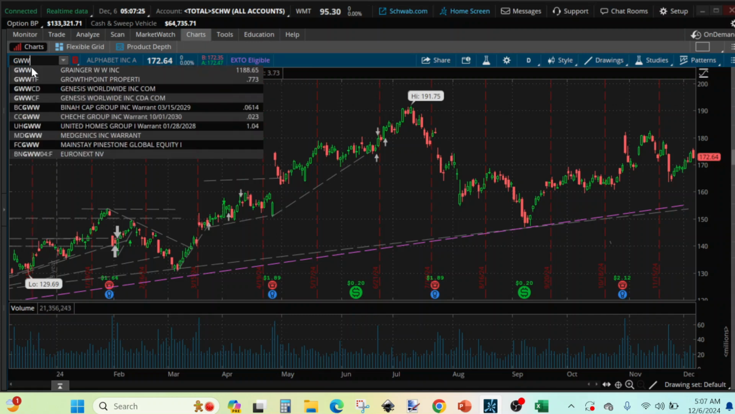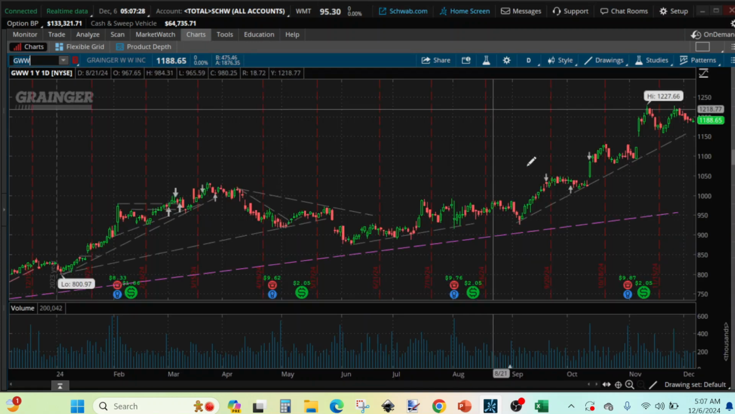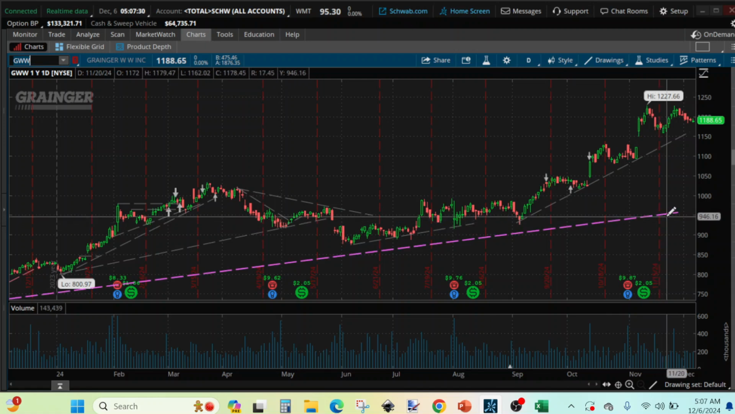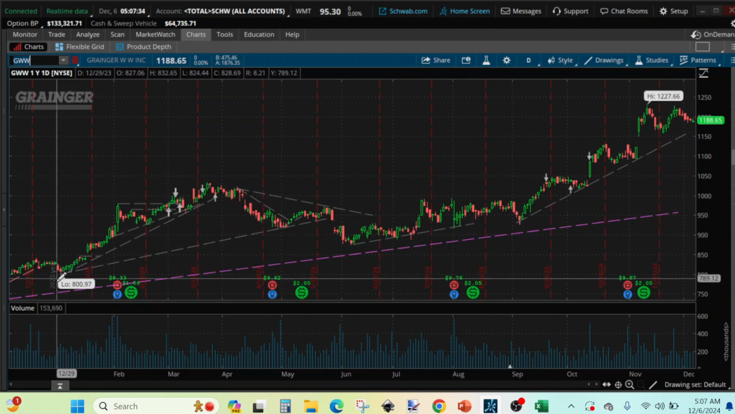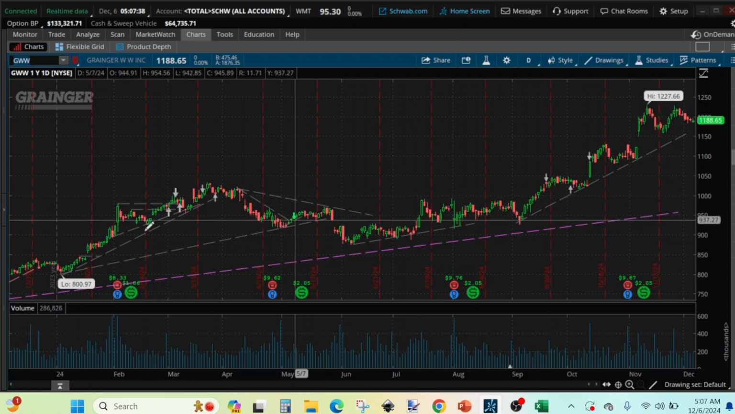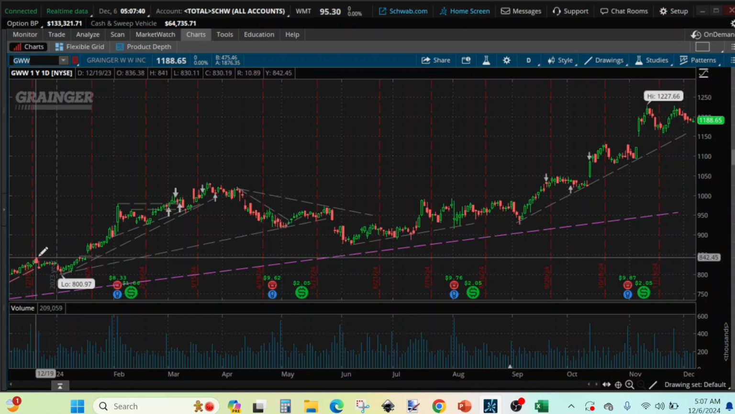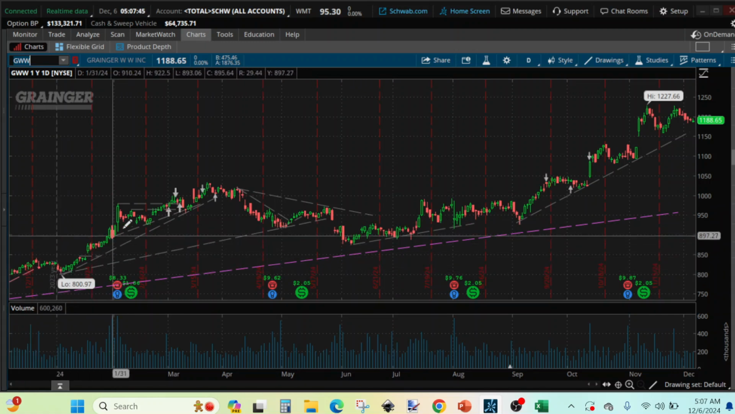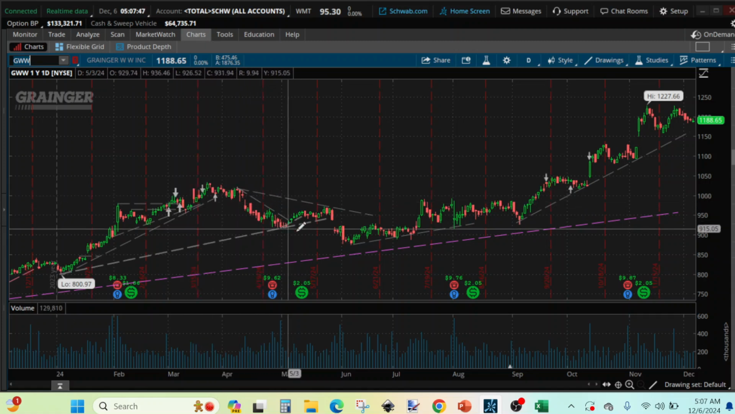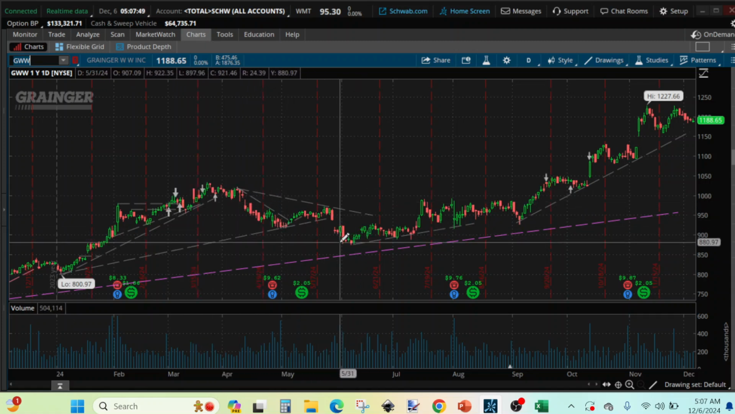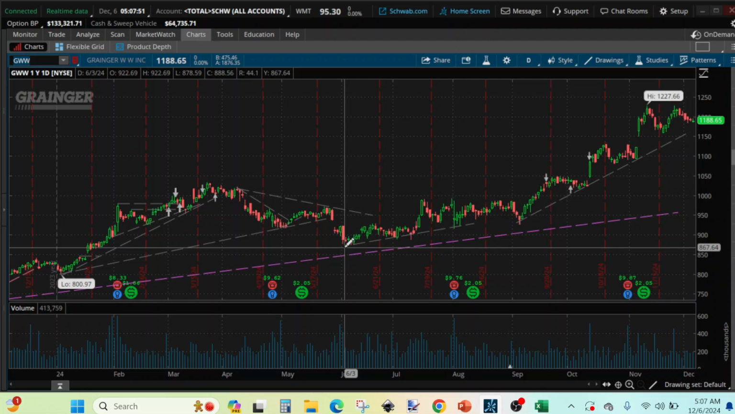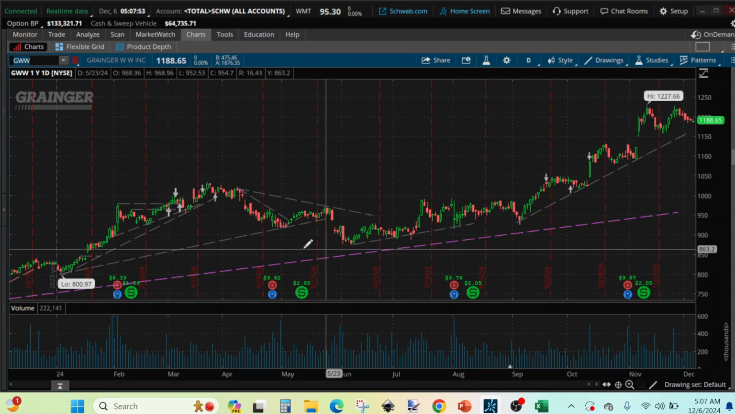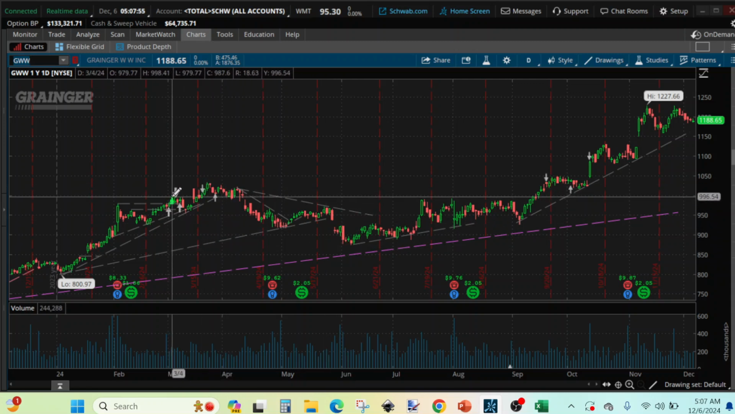GWW. So we like to buy it on this purple line, and it is more than 1 year trend line, but it's up there right now, and it might be there for a while. The closest it got to that line was in June. So we'll watch it to see.